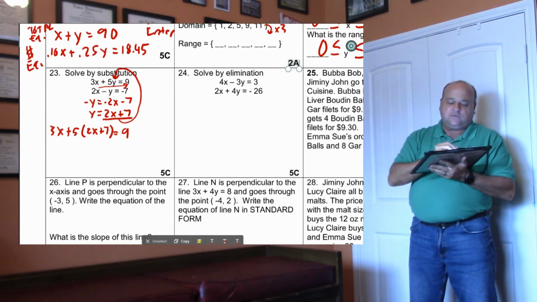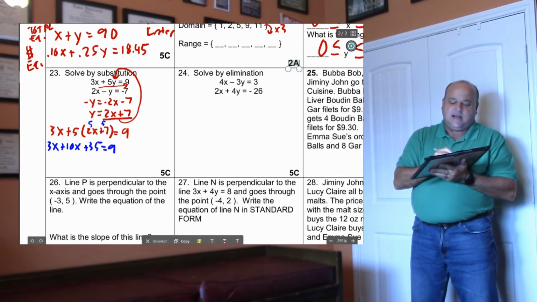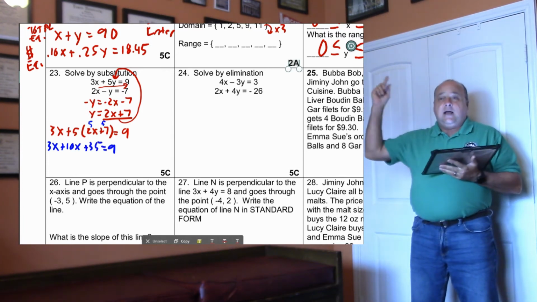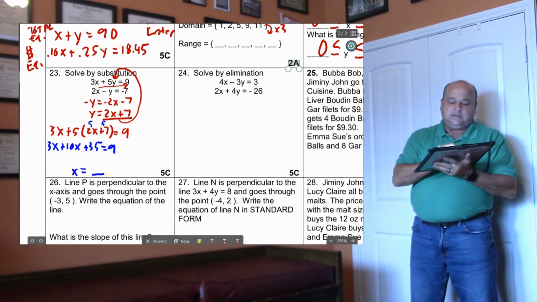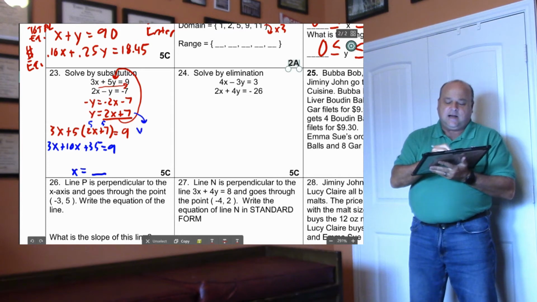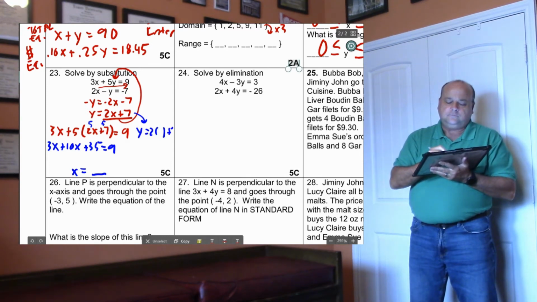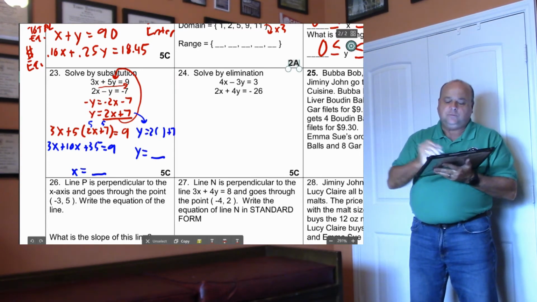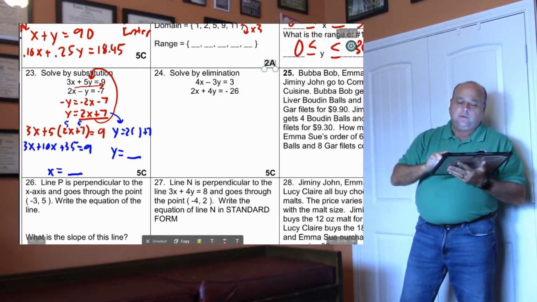Now then I'm going to do this first step for you. I'm going to distribute your 5. So I'm going to get 3x plus 10x plus 35 equals 9. Now then, I'm going to let you solve this on your own. So right here, you're going to get x equals something, and then you're going to take that and plug it into that x, right? And then you'll get your y, won't you? Okay, so you should be able to do that on your own. Let's go to number 24.